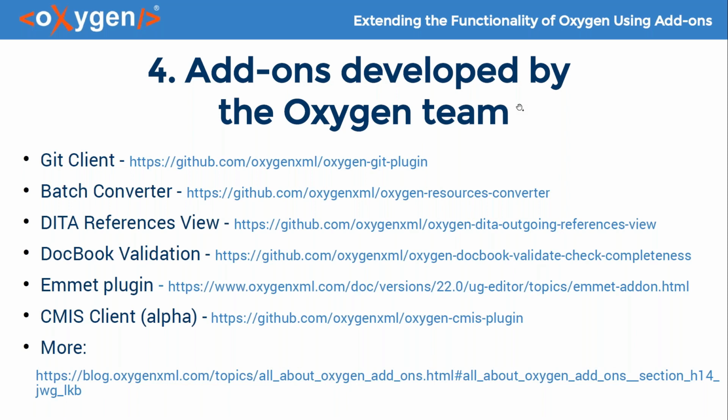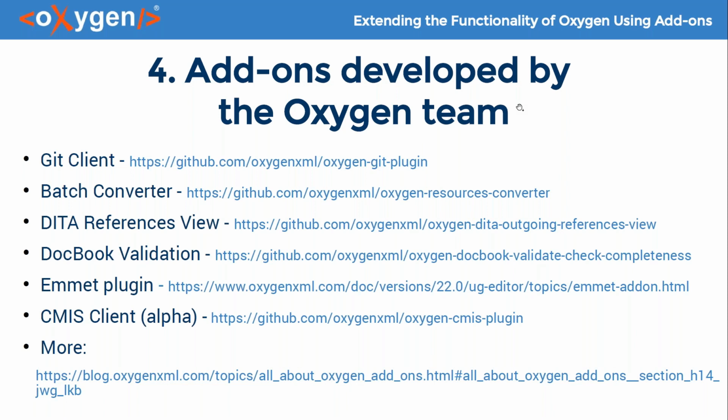Then we have a batch converter that can be used to convert several resources at the same time between various kinds of formats, between various kinds of documents. I'm going to show you in just a few minutes what I'm talking about. We also have a DocBook Validator and Completeness Checker, which is somehow similar to what we have for DITA in the DITA Maps Manager. We have an Emmet plugin used for high-speed coding.